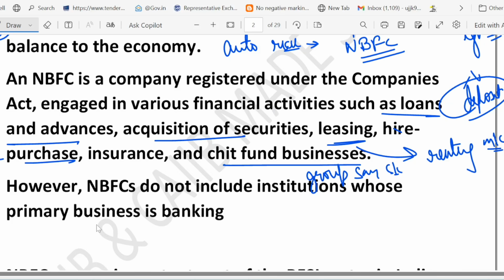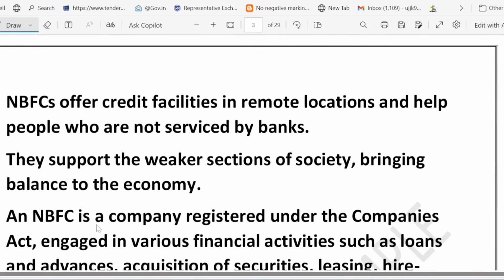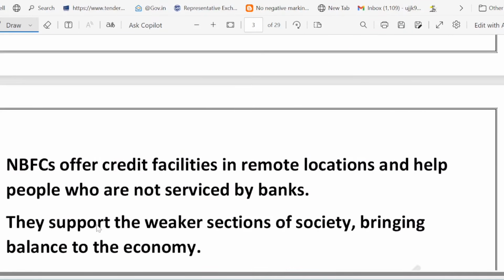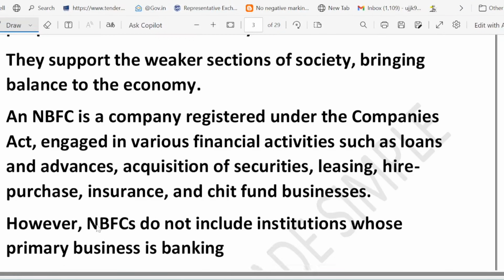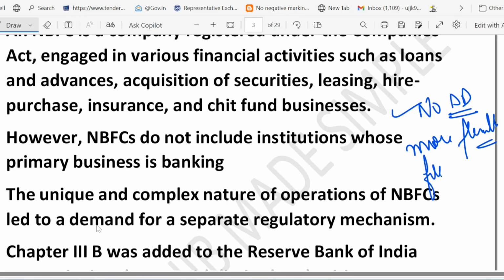Now have a look at the key differences from a bank. How are they different from the bank? First point is no demand deposit. We have already covered it. So no demand deposit, you can't open a savings account in NBFC. Second point is that NBFC is more flexible as compared to a bank, meaning easier loan approval, especially for a small borrower. They fill the gap. Filling the gap means what?